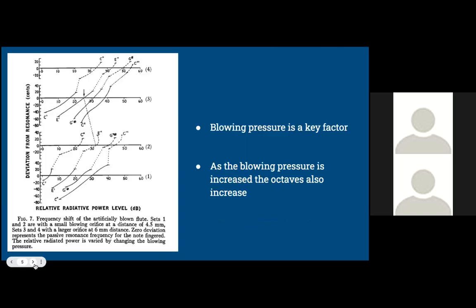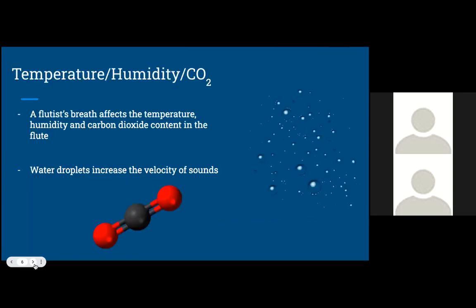Blowing pressure is a key factor as well. As illustrated above, as the blowing pressure increases, the octave also increases. Finally, temperature and air content is another important factor to consider. The speed of sound is affected by a flutist's breath due to temperature, humidity, and carbon dioxide content. Water droplets in the breath increase the velocity of sound. Temperature also affects the speed of sound. This is why flutes must be warmed up before performing, otherwise the notes will be off.